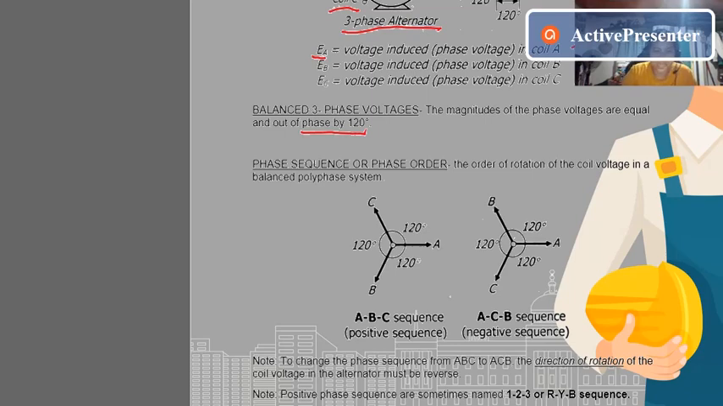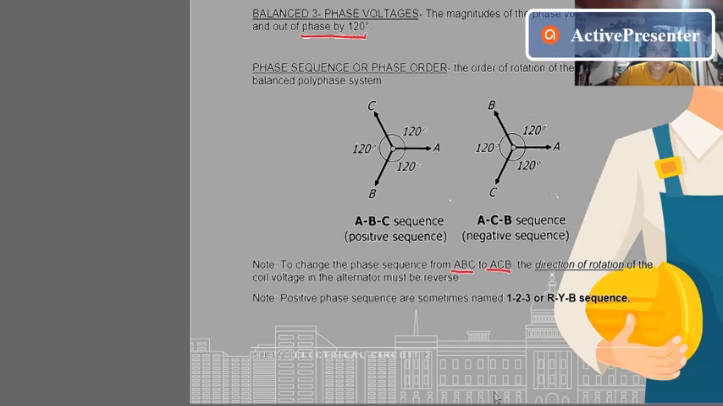So take note, to change the phase sequence from ABC to ACB, the direction of rotation of the coil voltage in the alternator must be reversed. So dapat ma-change ta sa atong sequence. So ang atong rotation or direction is reverse. Take note also that positive phase sequence are sometimes named 1, 2, 3 or RYB sequence.